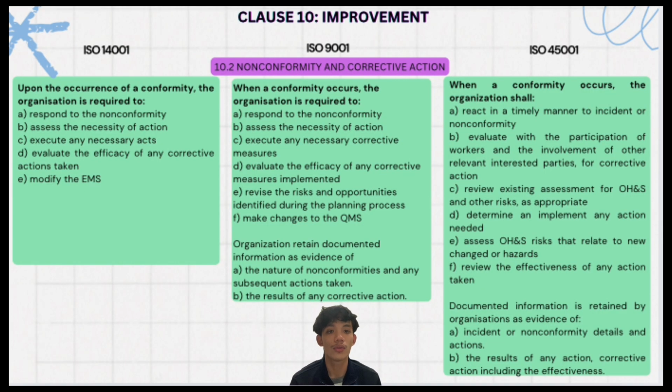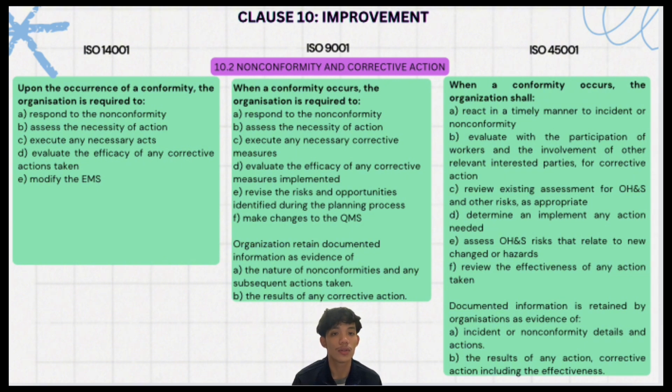In 10.2, non-conformity and corrective action. First, we look at ISO 14001. Upon the occurrence of a non-conformity, the organization is required to respond to the non-conformity, assess the necessity of action, execute any necessary actions, evaluate the efficacy of any corrective actions taken, and lastly, modify the EMS.